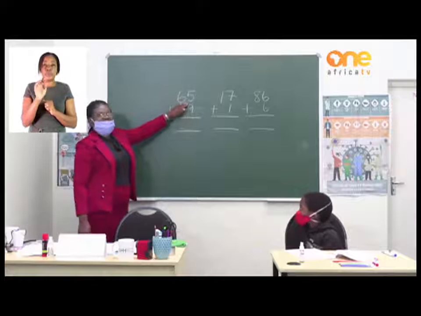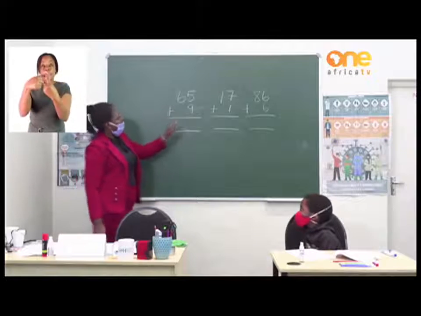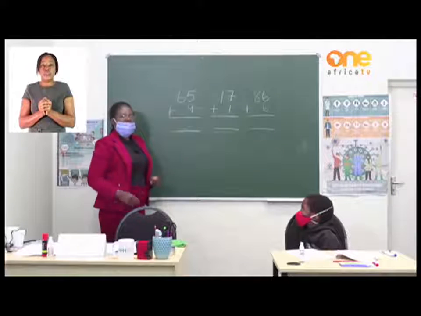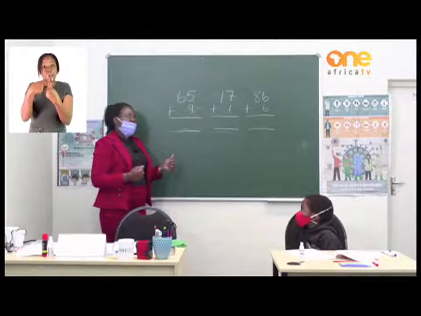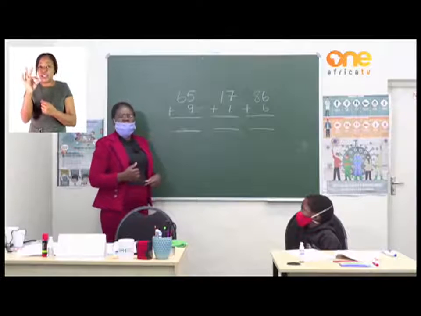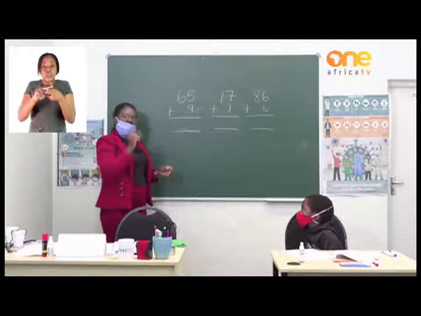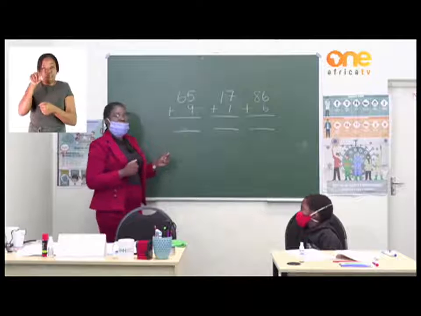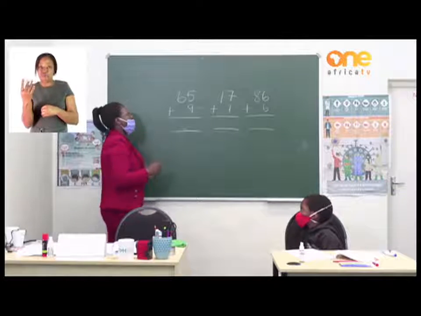That is 65 plus 9. Now when you add your 5 plus a 9, what do you get? Remember, wherever you are, you can get your stones, you can get the sticks, or you can get the bottle tops, whatever you can use that can help you to count. All right, on the chalkboard, I'm going to use the sticks to count and add.